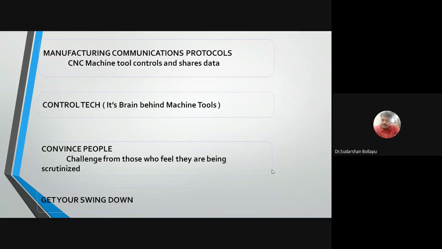On the processing side too, digital manufacturing plays a vital role. CNC machine tools are controlled by shared data. I don't know how many people knew this: a big computer controls the whole system in the manufacturing firm. That is called shop floor control. This server controls all the data, and in the same way it controls all the wings of production in the manufacturing firm.